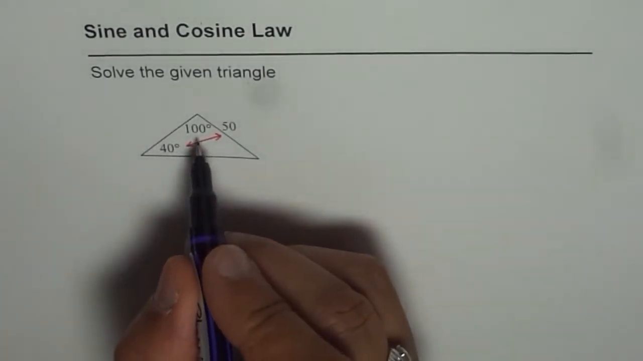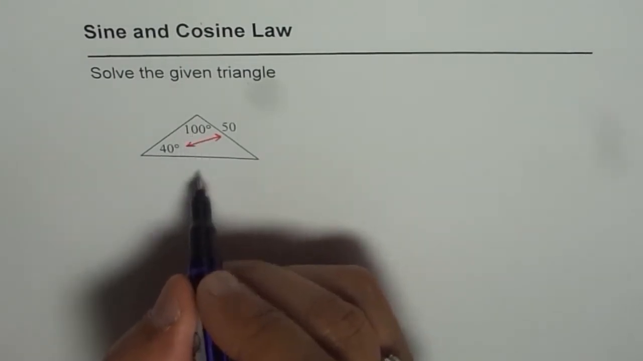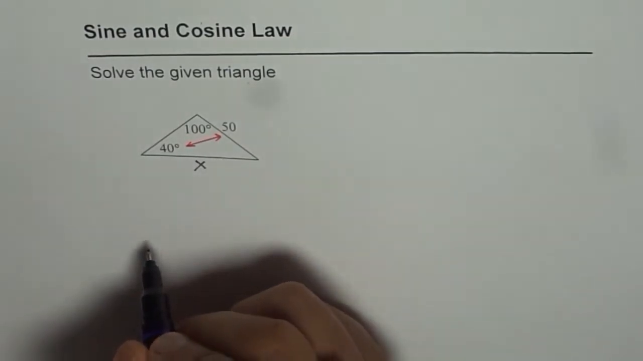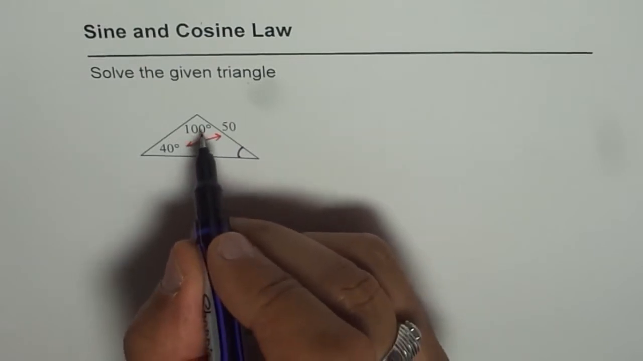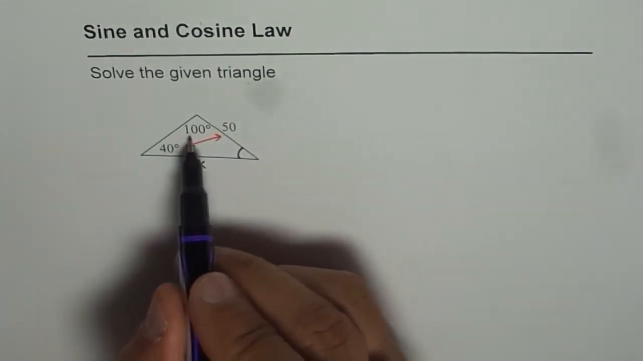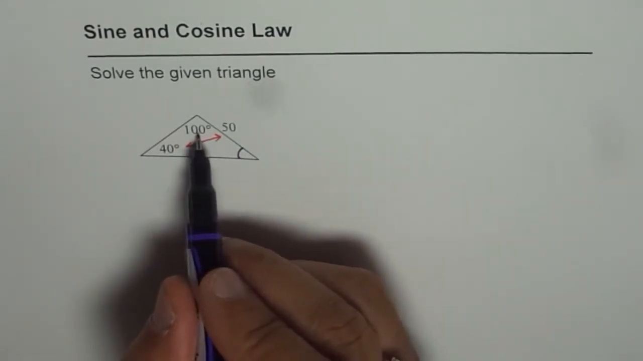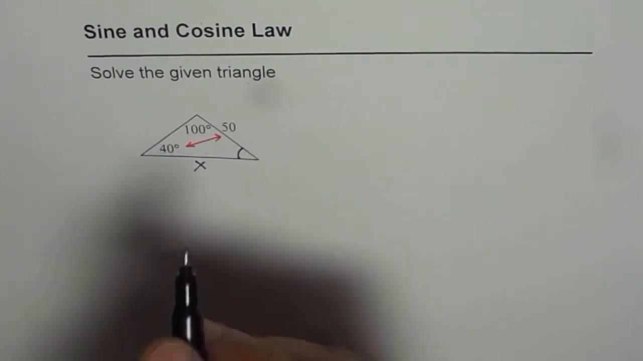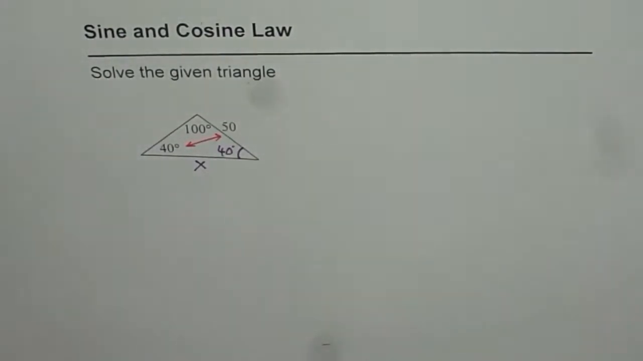and the side which we are going to find first is opposite 100 degrees, right? So that is a side which we can find. So let us call this side x. Also, this angle which is not known to us actually is 180 minus the sum of these two, correct? So 180 minus 100 is 80, and 80 minus 40 degrees is 40. So this angle is indeed 40 degrees, correct?